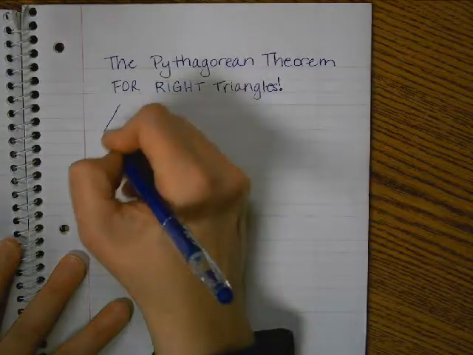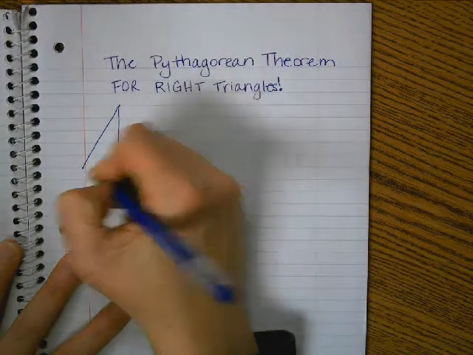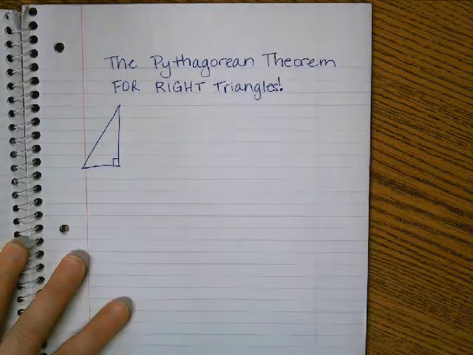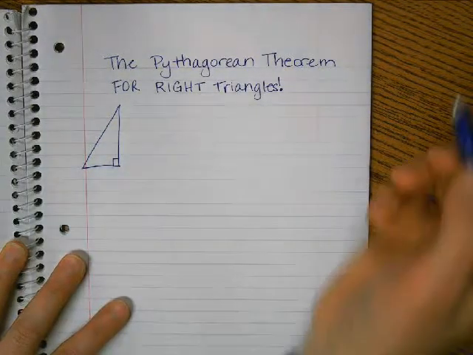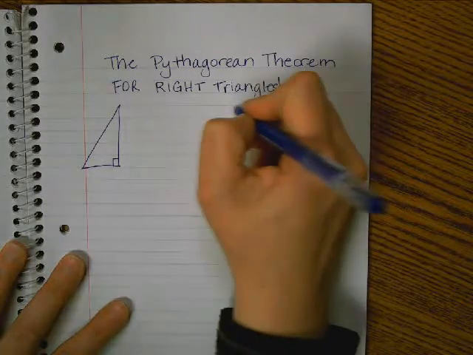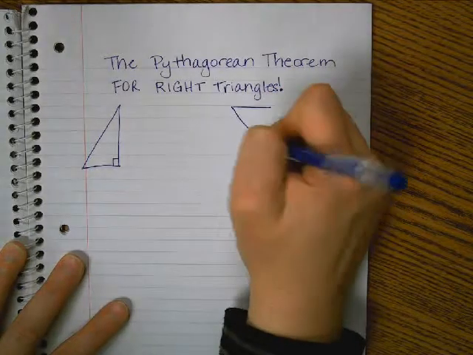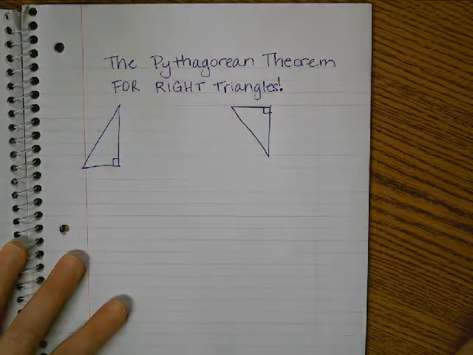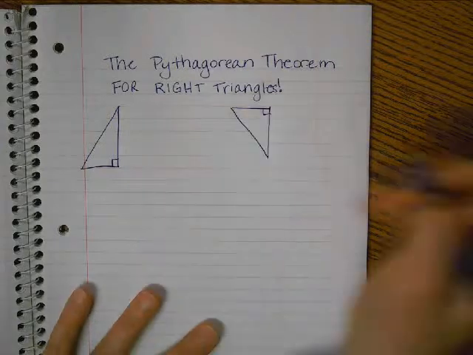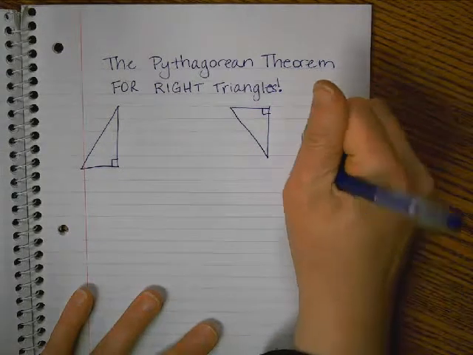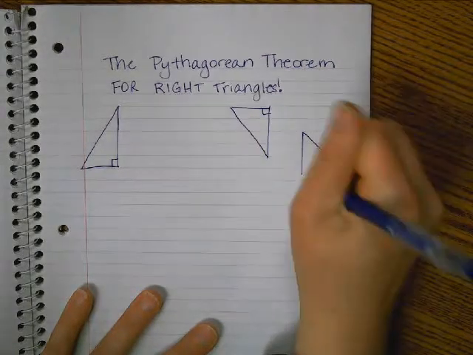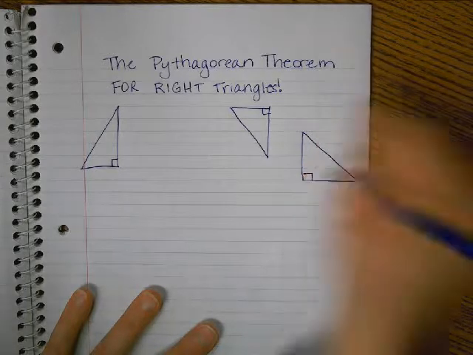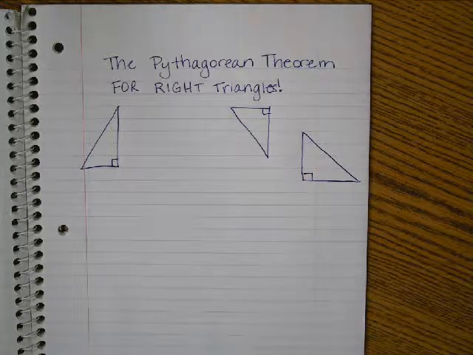So we've got maybe a right triangle that looks like this. Remember, it has that 90-degree angle. Or maybe our right triangle looks like this. So the 90-degree angle is up here. Or maybe we have one that looks like this. Okay? And the 90-degree angle is over there.